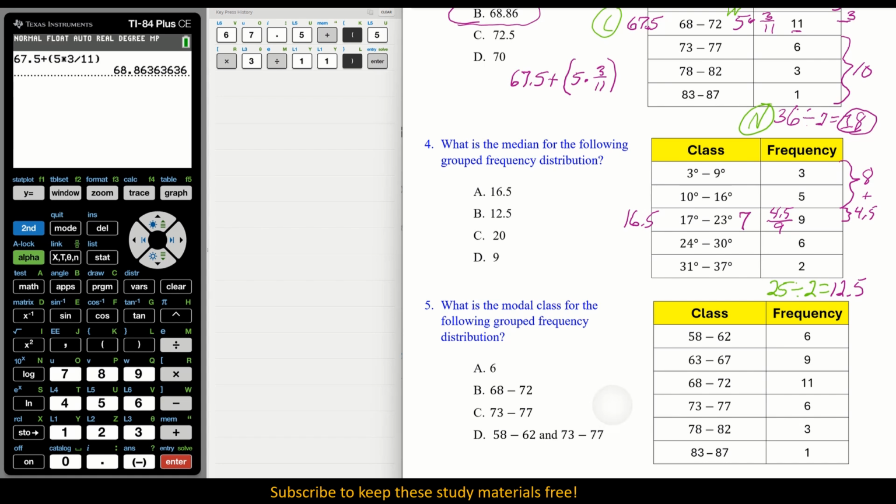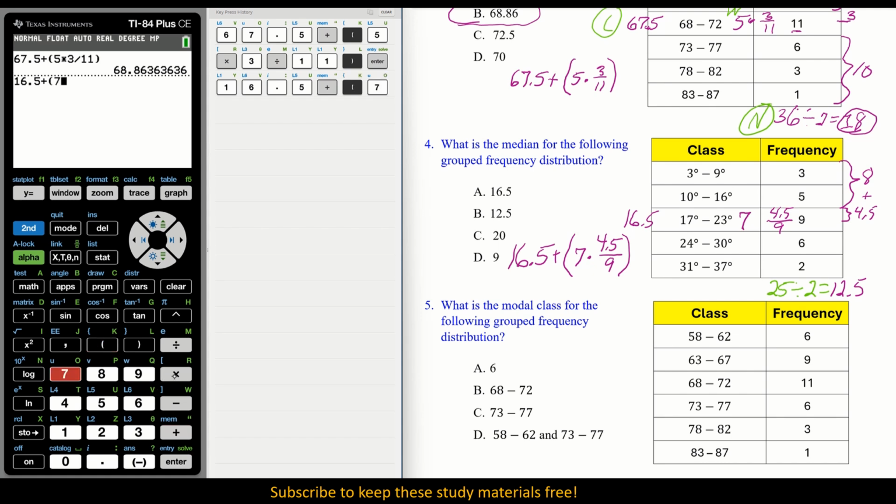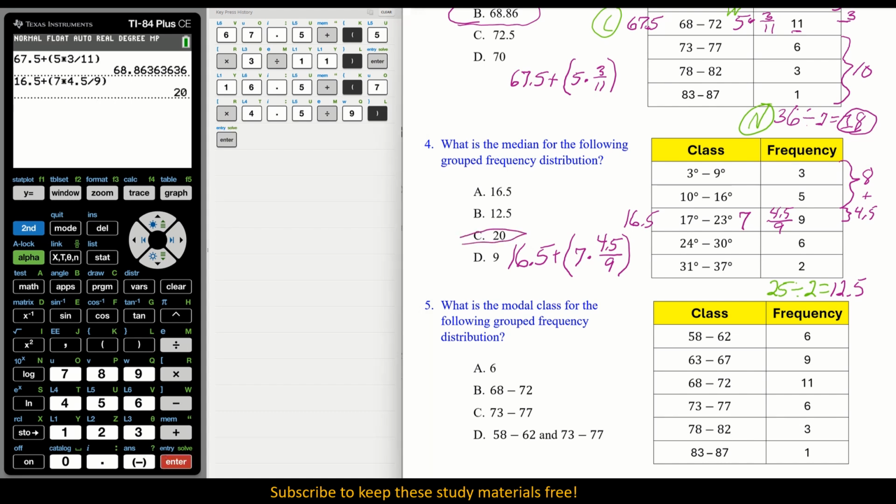So my equation for my calculator is 16.5 plus 7 times 4.5 over 9. Put all that into my calculator, 16.5 plus 7 times 4.5 divided by 9. Close my parentheses, push enter, and that is C. It's actually correct.